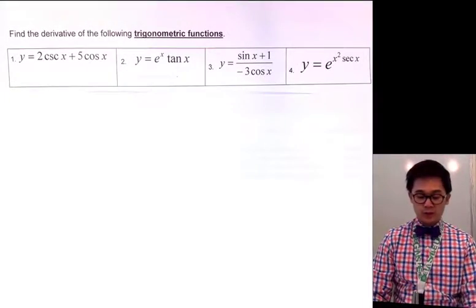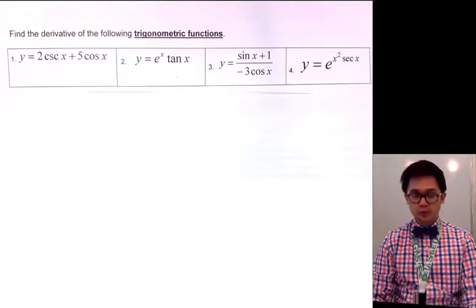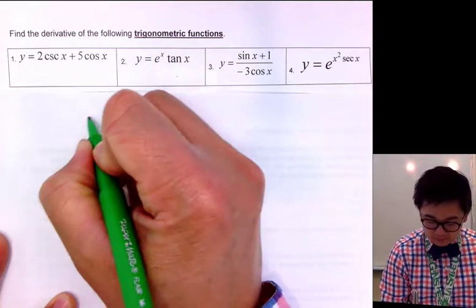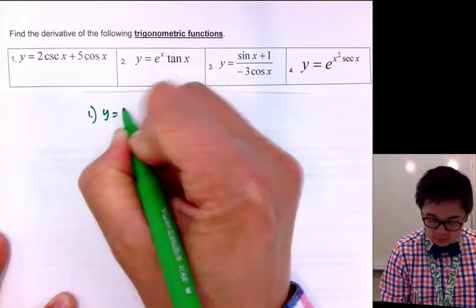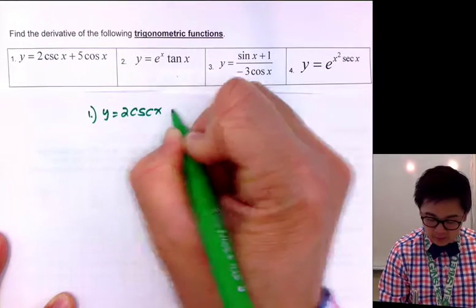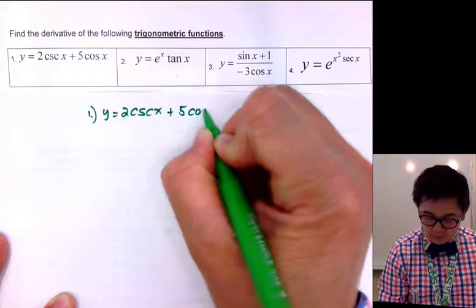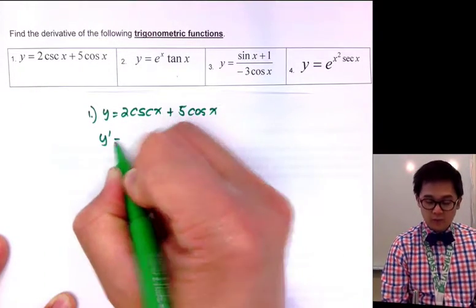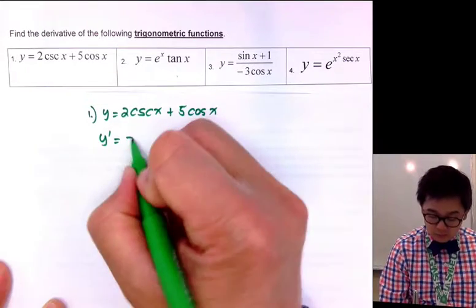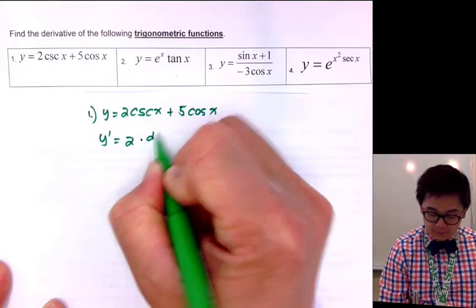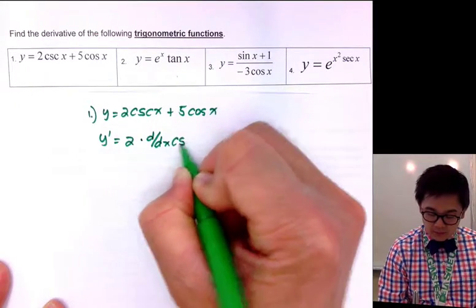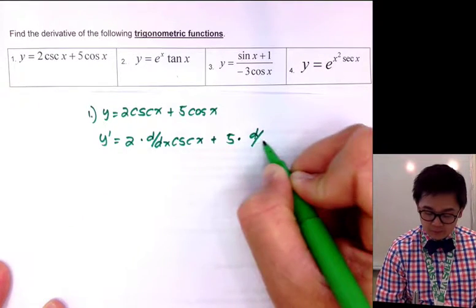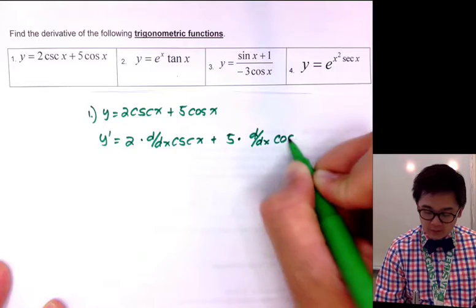Today we're going to be working on the derivatives of some trig functions. So let's start with problem number 1, which is y equals 2 cosecant x plus 5 cosine x. To find the derivative of this function, all we need to do is take 2 times the derivative of cosecant x plus 5 times the derivative of cosine x.